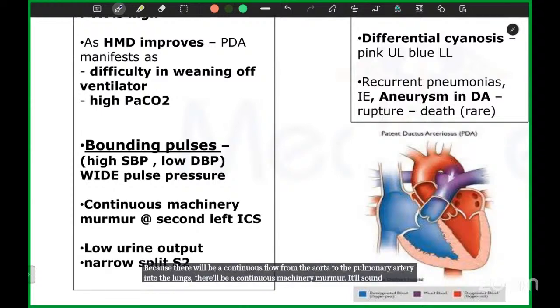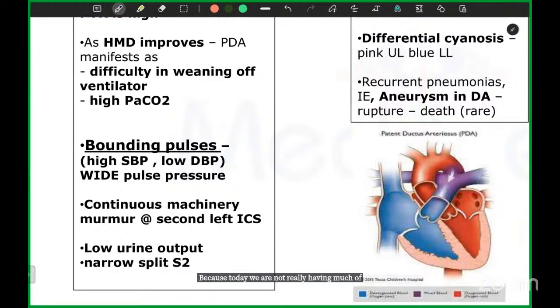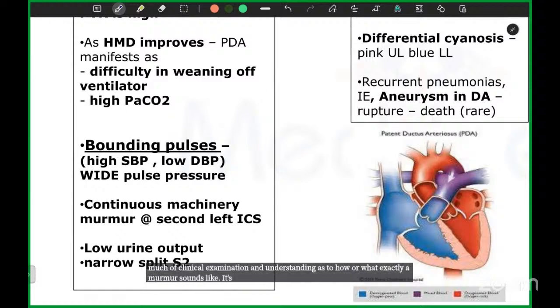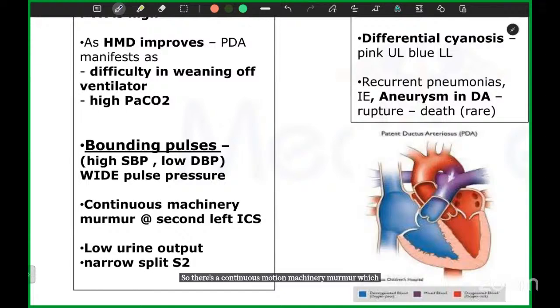You should just go up to YouTube maybe and search the sounds of these murmurs, because today we are not really having much of clinical examination and understanding as to how or what exactly a murmur sounds like. It's always better that you once get a hack of how it sounds like, so that when you auscultate your patient, it becomes a little easier for you. So there is a continuous machinery murmur which is found at the second left intercostal space.